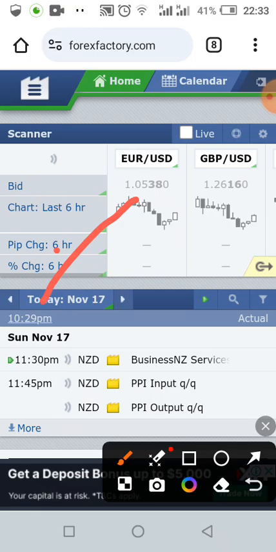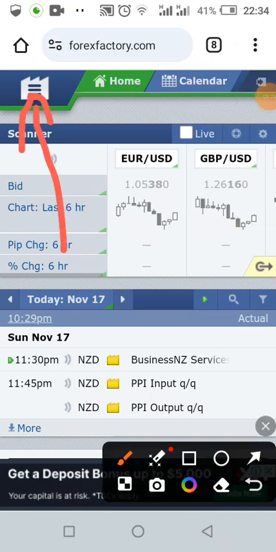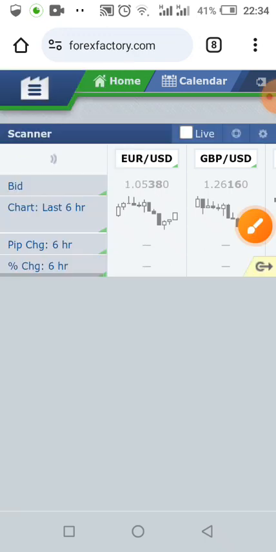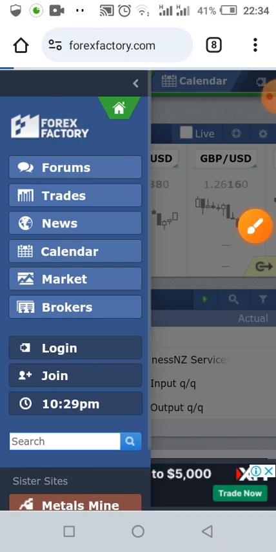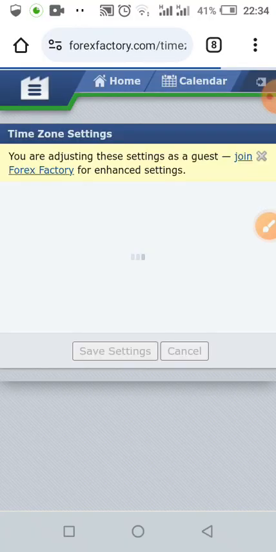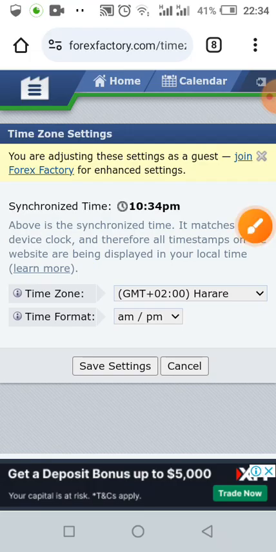So you can actually see here it's 10:29 p.m. So this is 10:33. It's almost the same time. So for you to move to New York, USA time, you select there on that icon of the factory, and then you select where the time is. And once you have logged in with your email account, it can save it for you to always be using the same time zone that you prefer.